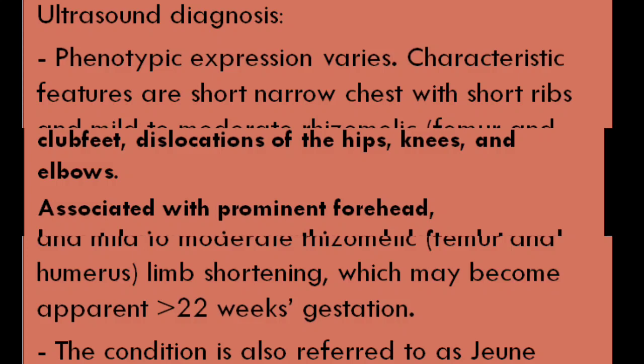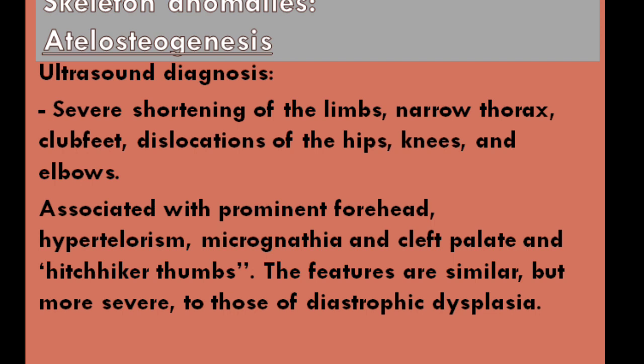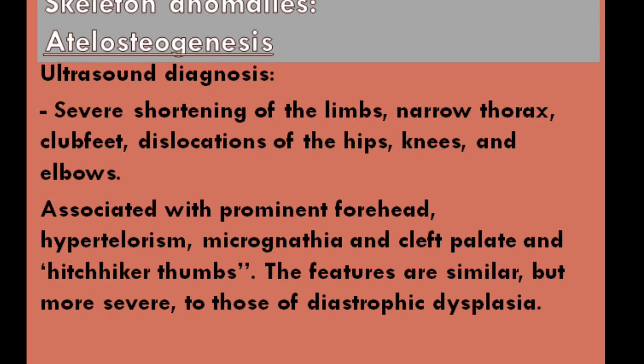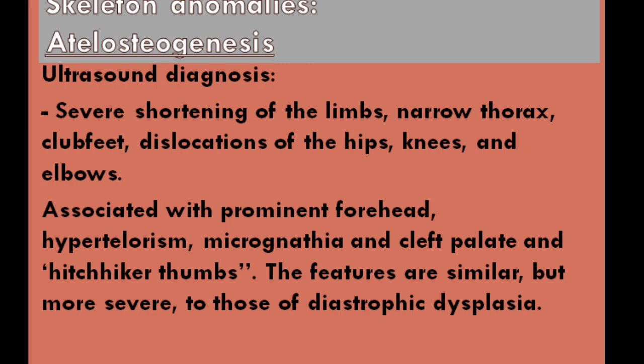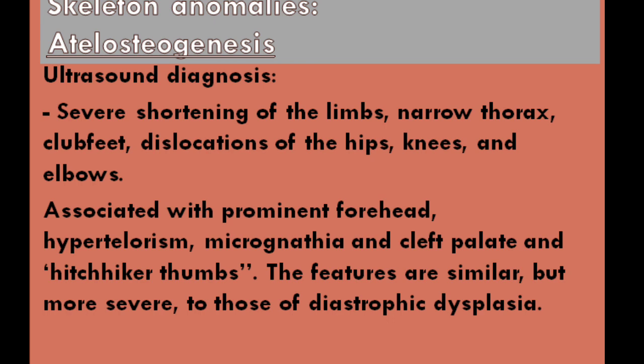5. Atelosteogenesis. Ultrasound diagnosis. Severe shortening of the limbs, narrow thorax, club feet, dislocations of the hips, knees, and elbows. Associated with prominent forehead, hypertelorism, micrognathia, cleft palate and hitchhiker thumbs. The features are similar, but more severe, to those of diastrophic dysplasia.